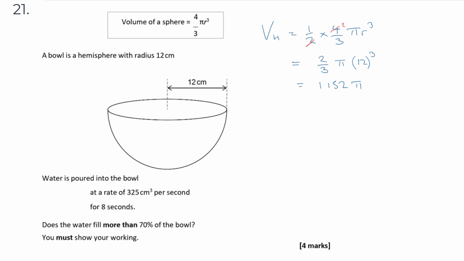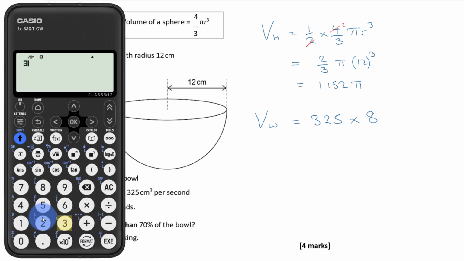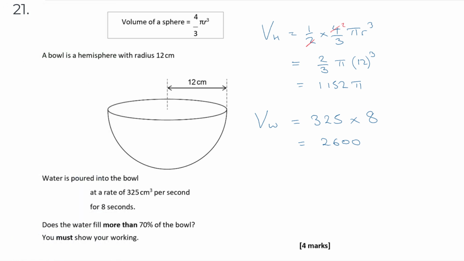So water is poured into the bowl at a rate of 325 cubic centimeters per second for 8 seconds. So how much water goes in then? The volume of water that goes in is just going to be the number of seconds that water was going in multiplied by the amount that's going in every second. So that's 325 times 8, which gives me 2,600 cubic centimeters.